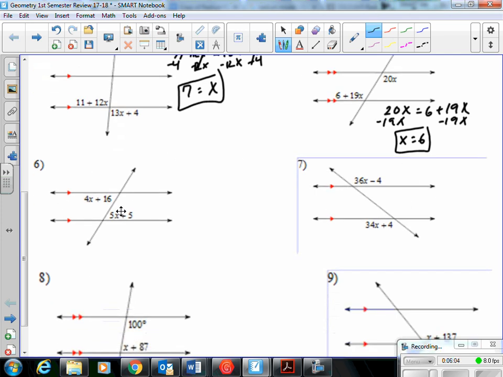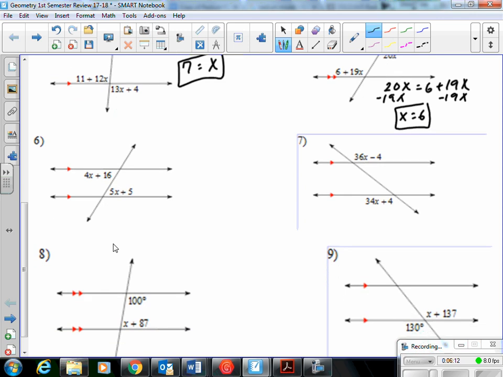All right, number 6, once again, different sides of the transversal, in between the 2 lines, alternate interior angles again, so they should be congruent, should be the same, so we set them equal to each other. 4x plus 16 equals 5x plus 5. So subtract 4x and subtract 5. So 11 equals x.